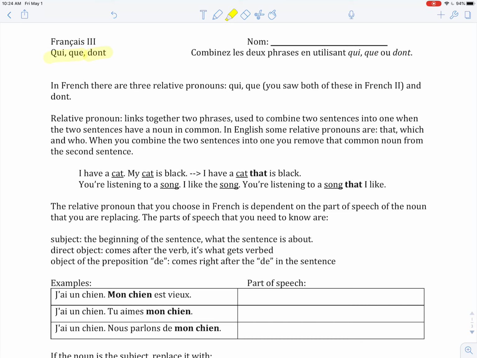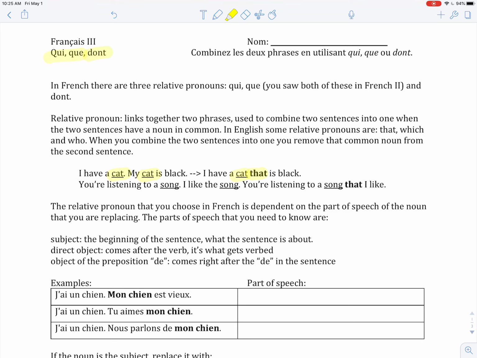I have a cat. My cat is black. So you see in that sentence, we have cat in both sentences. We have the same noun, and we can combine that into the sentence, I have a cat that is black. So in this second sentence, you have the noun cat one time, and you have the relative pronoun that. A relative pronoun is a pronoun, and pronouns replace nouns. So what we're doing is using that to replace the second time that we use the word cat. I have a cat, my cat is black. I have a cat that is black. It allows us to avoid repeating the noun cat.